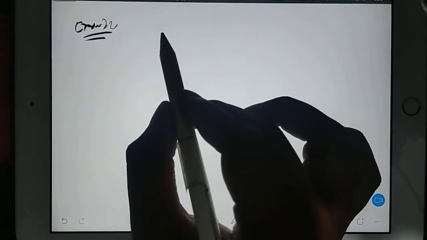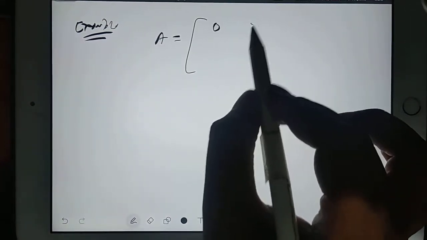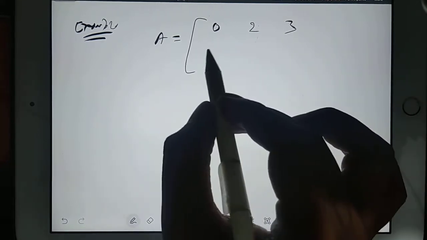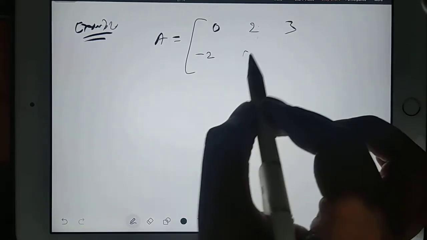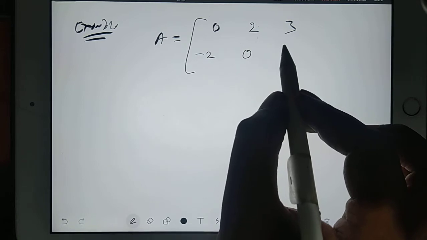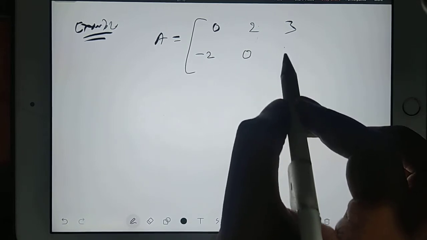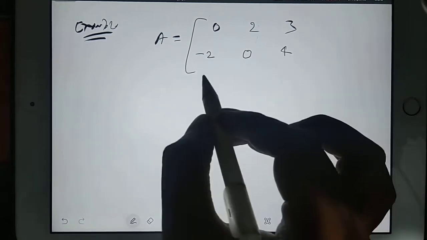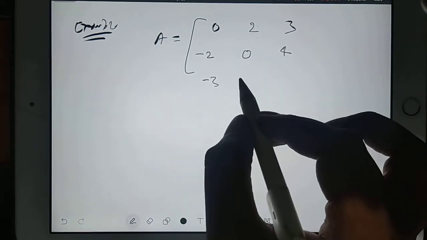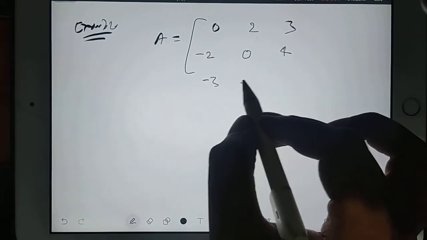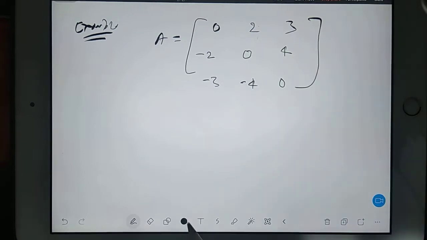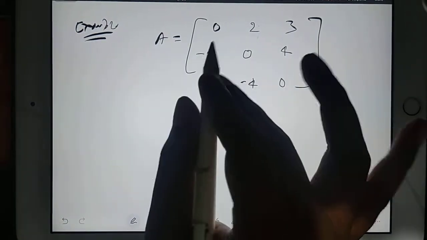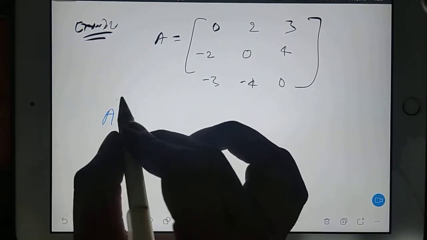Suppose you have any matrix A, and this matrix looks like this: 0, 2, 3 in the first row, then minus 2, 0, and some 4 in the second row, and then minus 3, minus 4, and 0 in the third row. Now with this matrix, I think we can perform the concept of transpose.